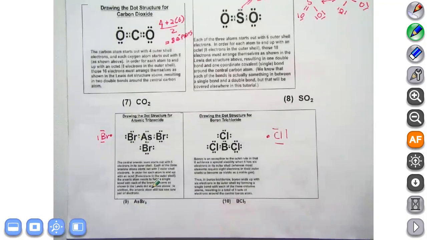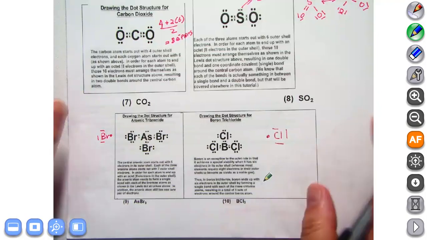So we have AsBr3, arsenic tribromide. It will look like this. Again, for Br on the AP exam, you can use the dash lines like that, each line representing 2 electrons. And in this case, Cl, you can draw Cl out like this. Next page.